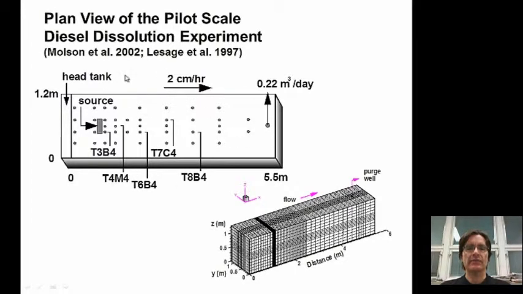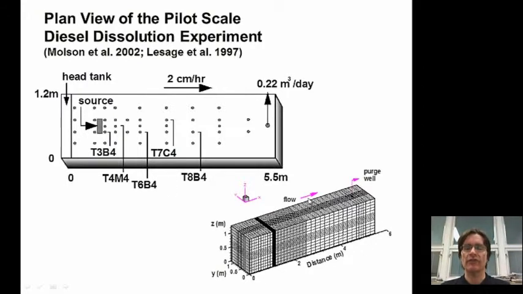Here's our sand tank experiment. Looking down from the top, we have a head tank system about 5 meters long, and we have some monitoring wells here. This is a completely enclosed sand tank. We have a head tank that's forcing water towards the right, and a purge well pumping out the water here. We have a residual diesel source zone here, and several monitoring wells down gradient.